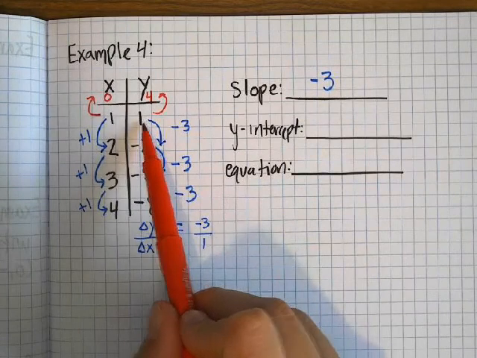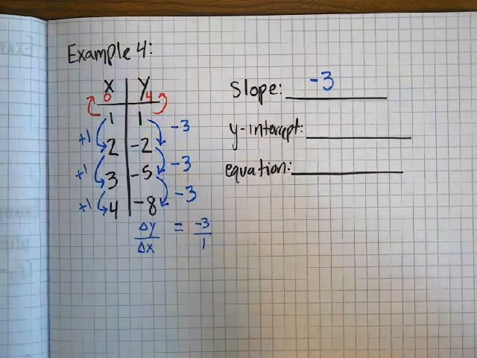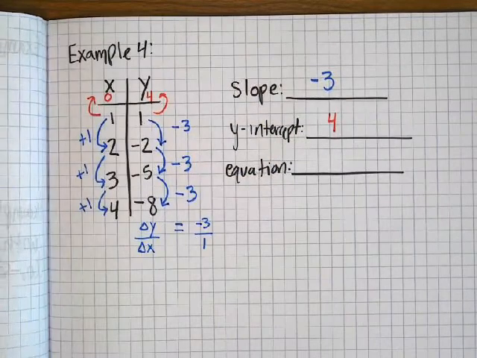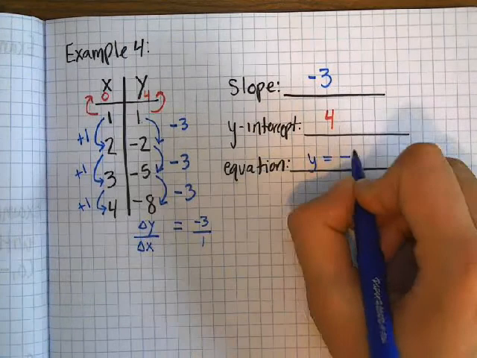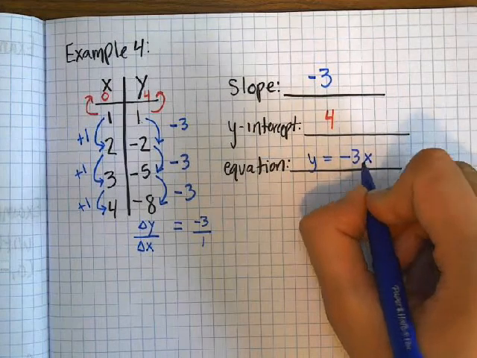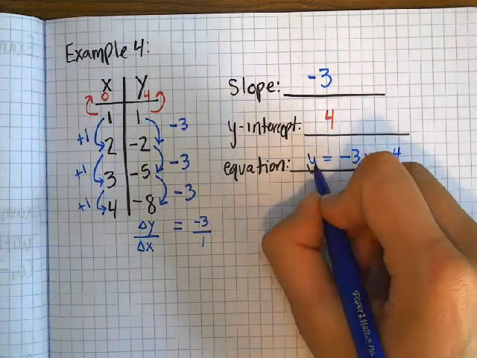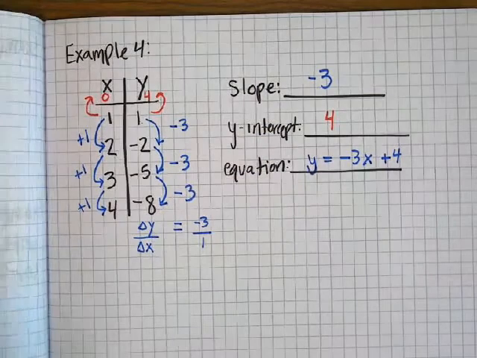Okay. So then, if I went along with the regular pattern, to get from 4 to 1 would be -3. That matches our pattern. Okay. Math is just a lot of patterns. So our y-intercept is 4, and our equation is y equals -3x plus 4.